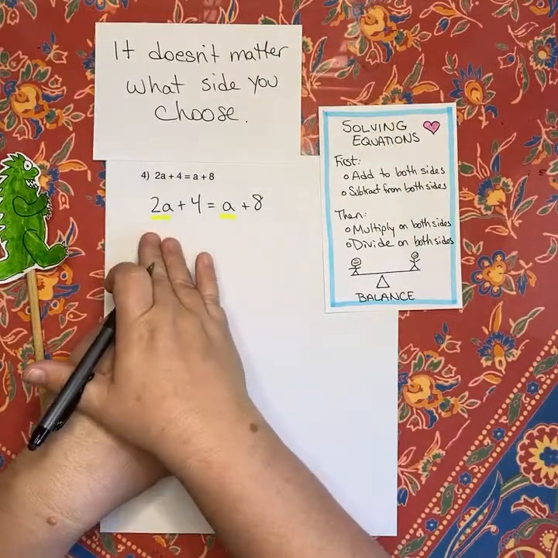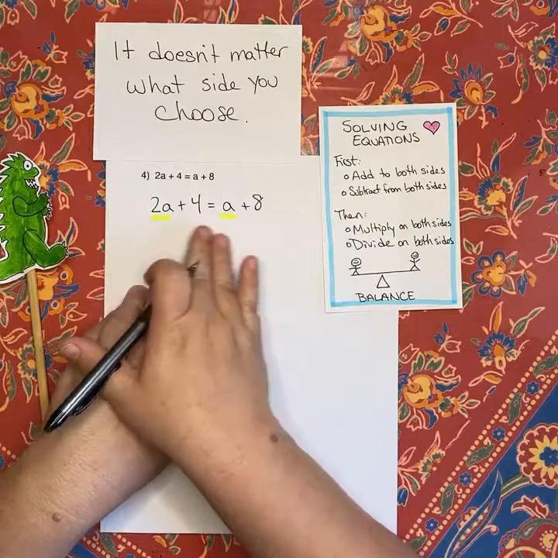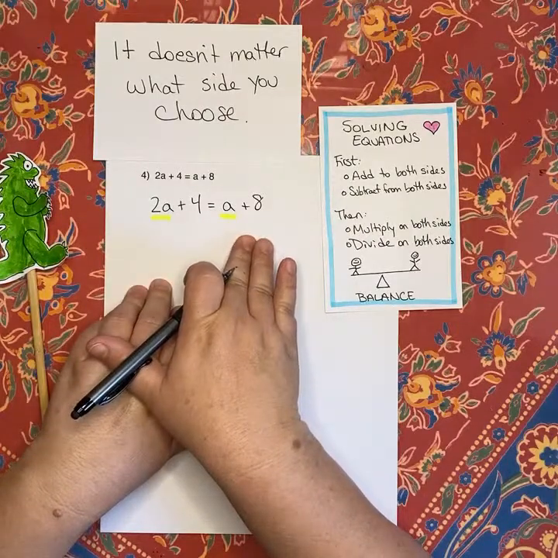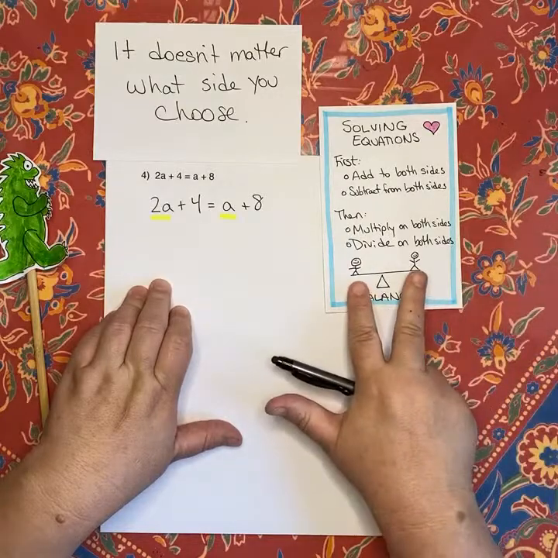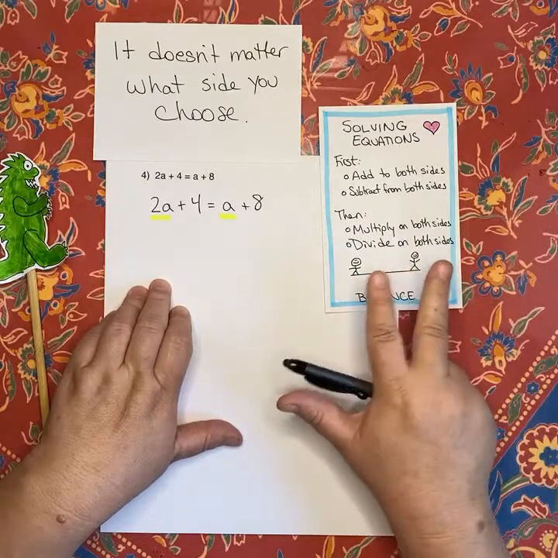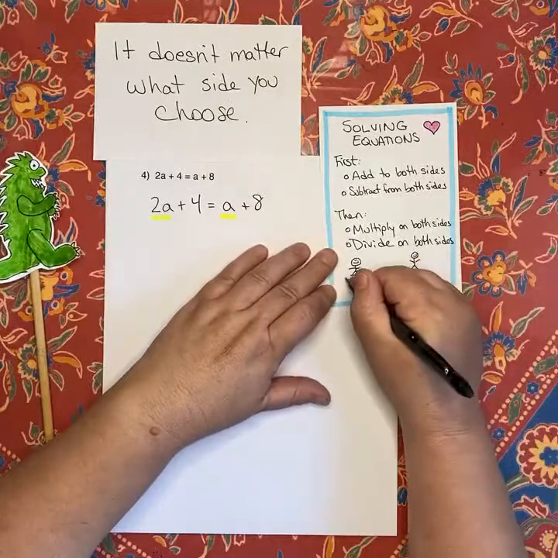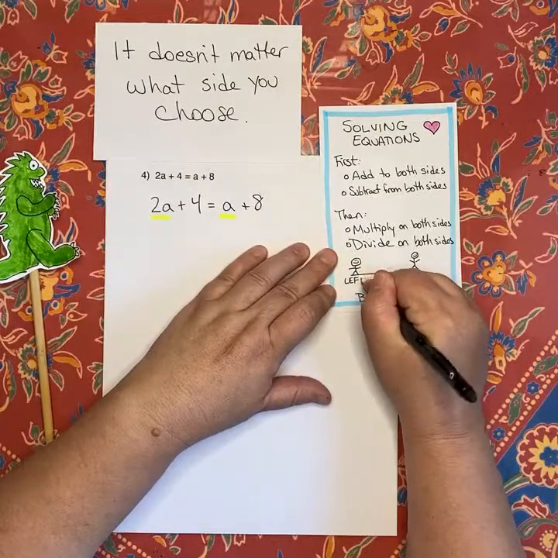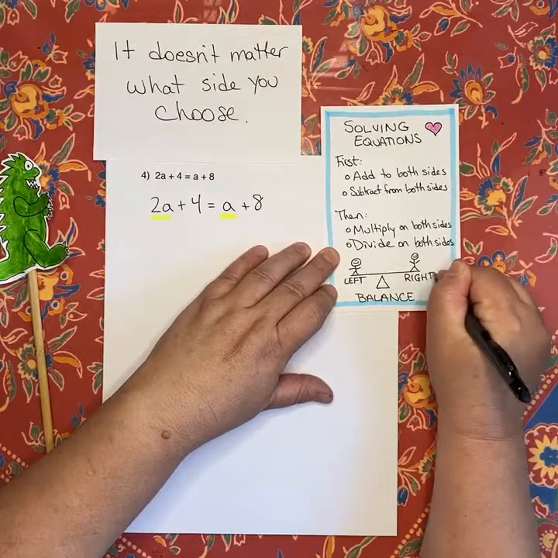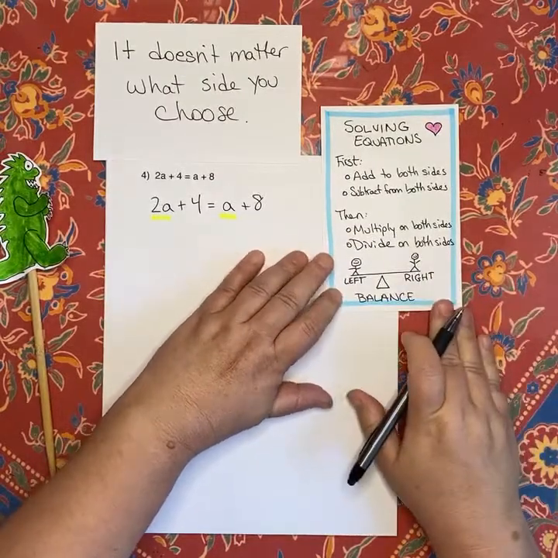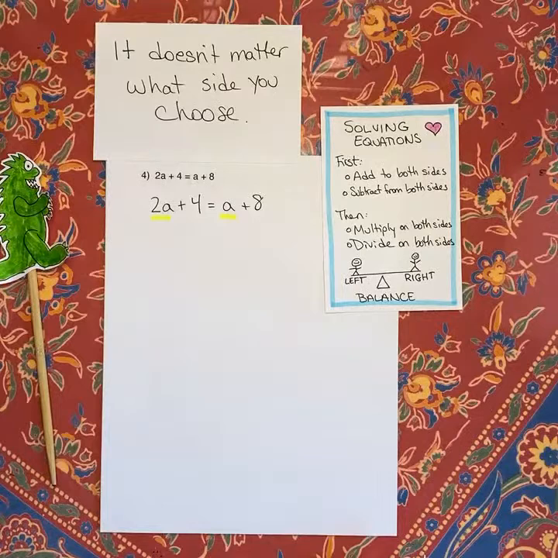So if you want to put the A's on the left, put the A's on the left. If you want to put the A's on the right, put the A's on the right. As long as you follow the rules, as long as you keep the balance where you do the same thing on the left and the right. I'll even write left and right, just in case that helps people remember, left is this one, right's that one. As long as you follow the rules, you can put it on either side.